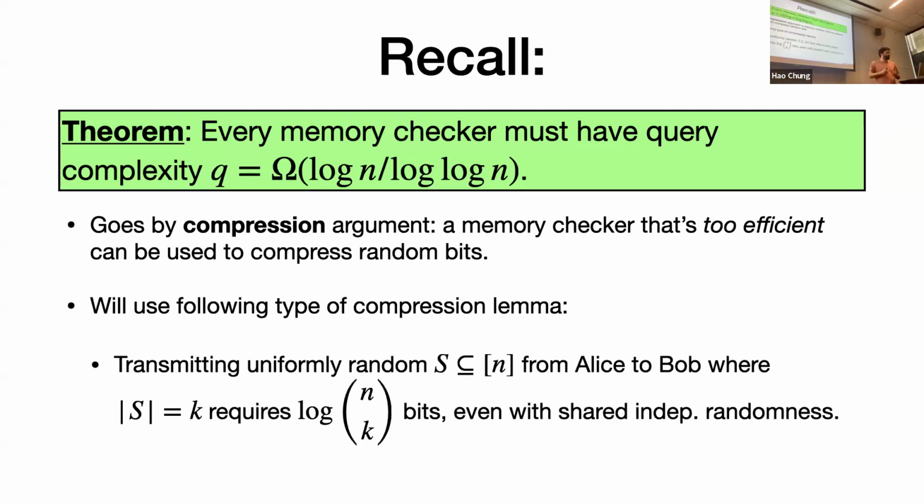Just to get a flavor of it, let's say Alice wants to transmit some uniformly random subset of 1 through n to Bob, where the set has size k. We're going to use the fact that this requires log of n choose k bits, even if Alice and Bob are allowed to share some random string in the sky that's independent of the subset.